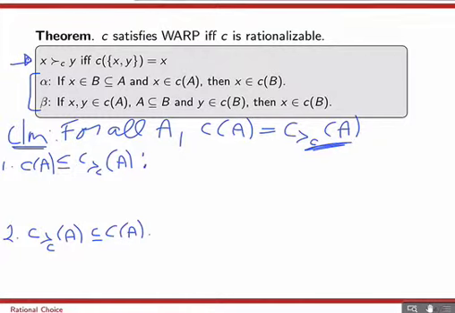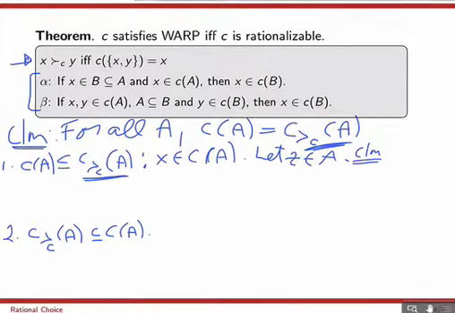To show one set is a subset of another set, let X be an element of the first set, C of A. And now we want to show that X is an element of this set right here. How do you show that? Well, you have to show that there is no other option in A that is strictly preferred to X. So let Z be an arbitrary element of A. My claim is that Z is not strictly preferred to X. And if this claim is true, then X has to be among the best options in A according to this preference relation.